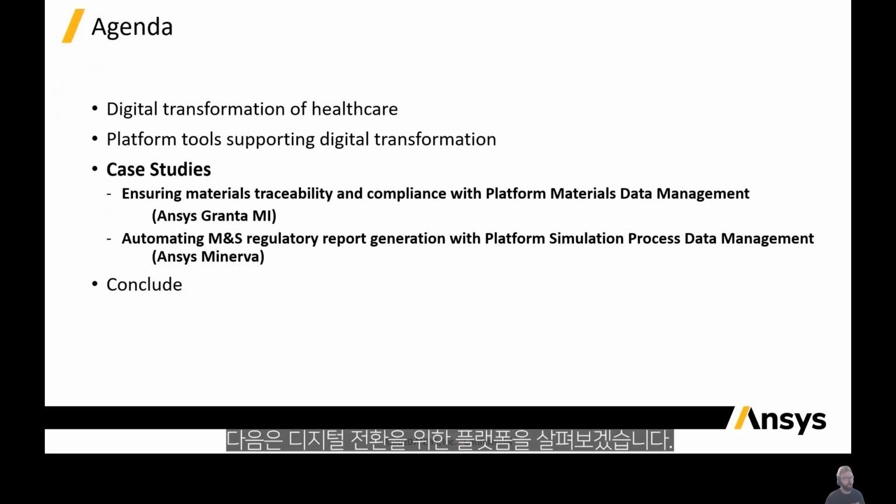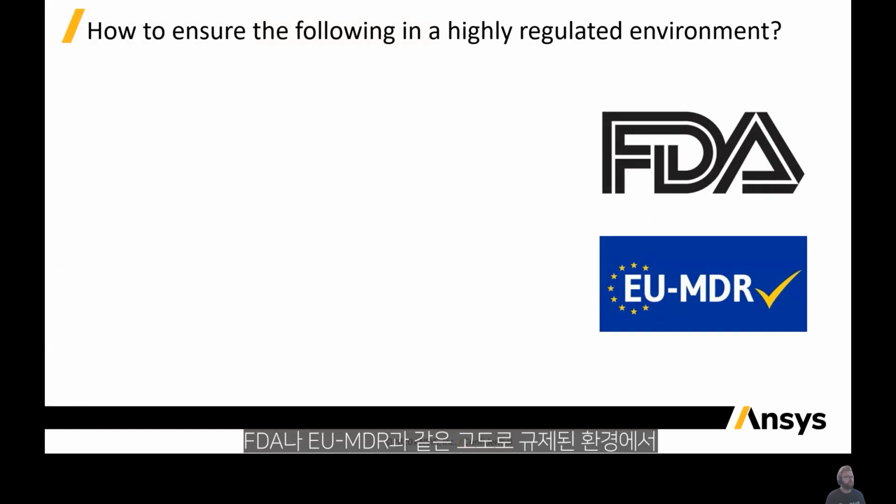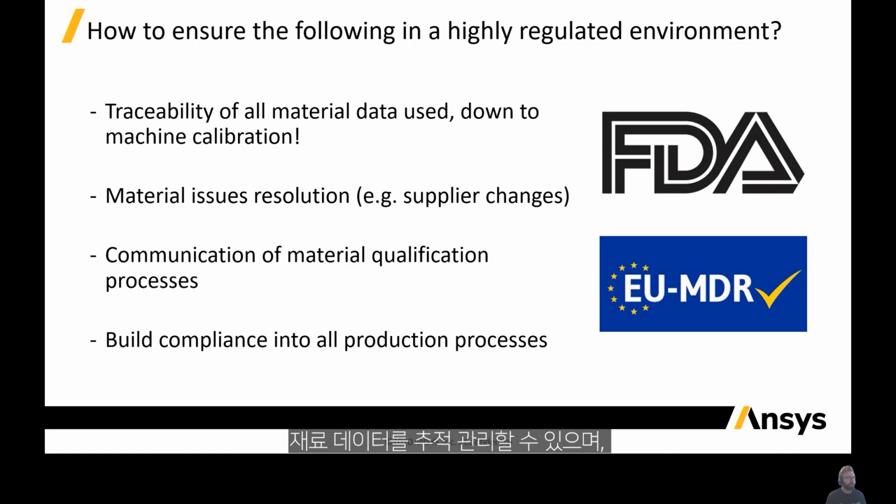So the next step that we're going to walk through is a couple of case studies involving two tools from the platform that are focused around the idea of digital transformation. That's going to be Ansys Granta MI and Ansys Minerva. So we're going to walk through a workflow of how we would go through qualifying a material and how we can use these platform tools to facilitate this. So the first workflow is around materials data management. So the idea is, how are we going to ensure that in a highly regulated environment with organizations like the FDA or EU MDR, that we can trace material data down to machine calibration levels, that we can easily resolve supplier issues if a supplier changes or a standard changes that we need to use in our device.